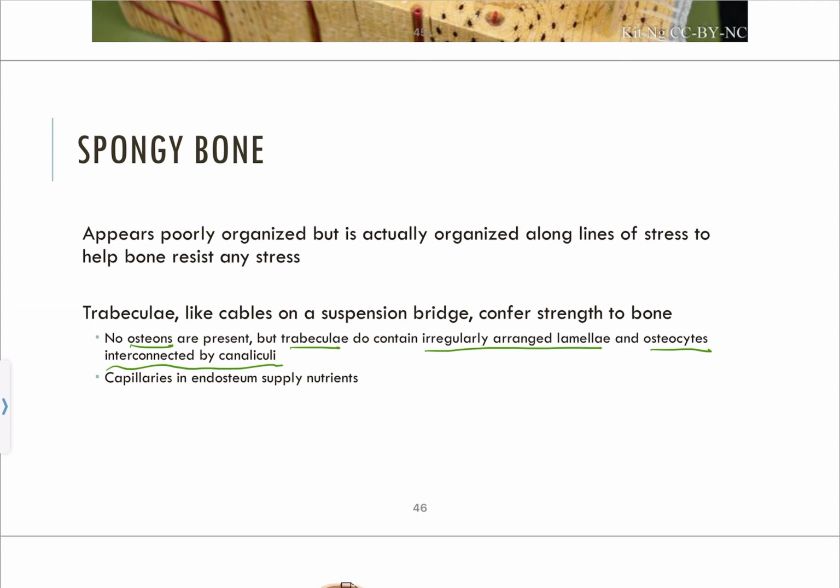However, you cannot see them clearly in lab under the microscope or on the bone model where we can see parts of it. And also we do have capillaries that are innervating that area, providing it some blood supply as well.